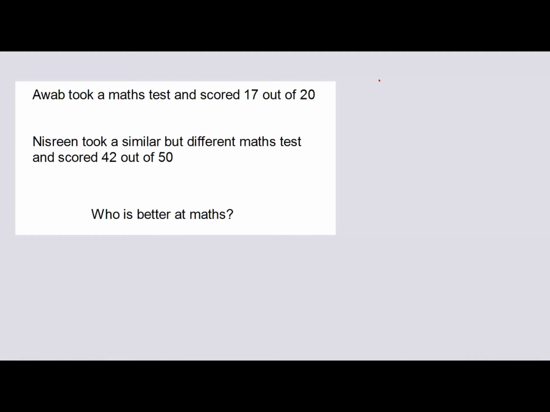Now let's have a look at this. Again, this is very, very basic. So Wab took a maths test and scored 17 out of 20. Nizreen took a similar but different maths test and scored 42 out of 50.